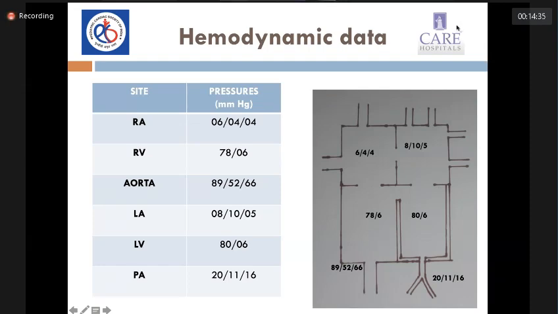So in the pressure sequence, we see that the RA pressure is normal. A wave is 6 and the V wave is 4 with a mean of 4, which is normal. The systolic RV pressure is 78, which is higher than expected, with an RV EDP of 6, which is normal. Then we move on to the PA, sir. Then the aortic pressure is normal. Systolic is 89, 52 is diastolic, and mean of 66.